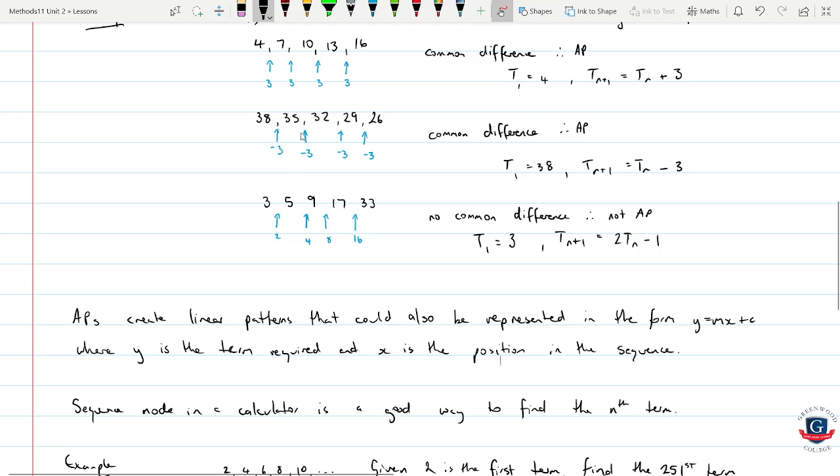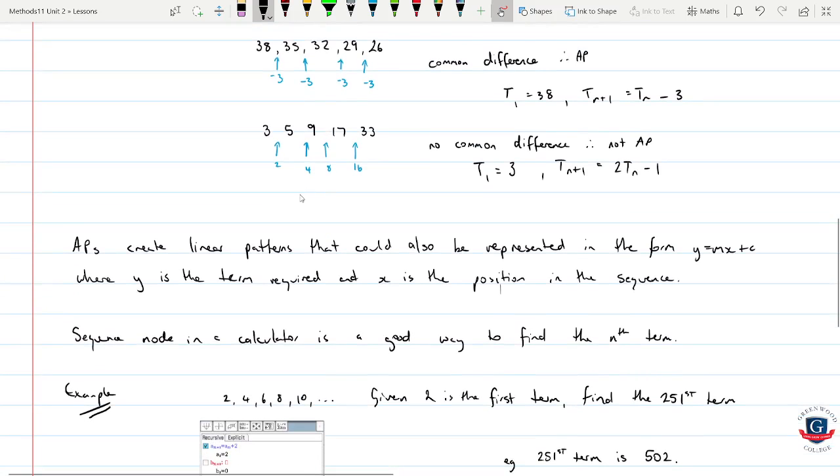Next one. Each time it's going down by 3. The first term is 38. And it's going down by 3. The next term is equal to the current term, take 3. Next one. Oh dear. 2, 4, 8, 16. This time it is not going up by a common difference. It is not an AP, but we can still do a recursive formula. It starts at 3, and if we look at the next one, it's doubling it minus 1, doubling it minus 1, doubling it minus 1. So the next term is equal to 2 times the current term minus 1. There we go. Easy enough.